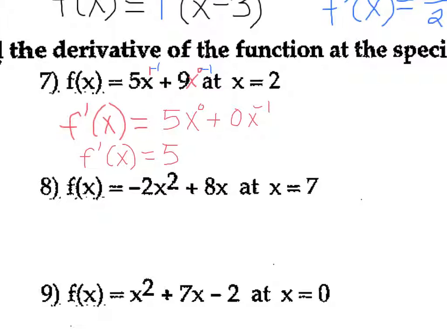Now once you do that, you're going to have to get the derivative, which is f prime of 2. What is that equal to? Well, there's no x here where I can put the 2 into. So therefore, f prime of 2 is just equal to 5, because there's no x that I can plug it into and then simplify it. So that would be it.